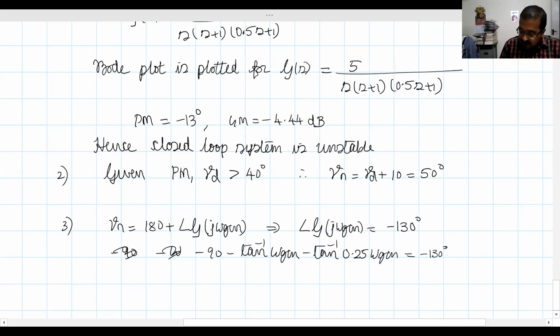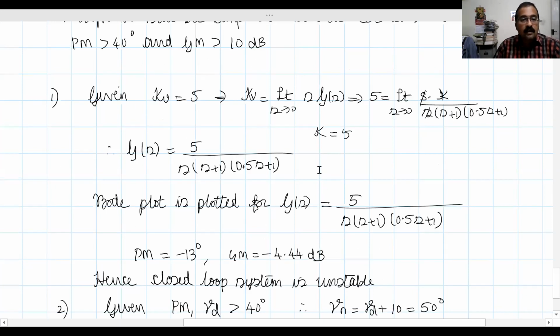You can take this minus 130 degrees to the left side and take both the tangent terms to the right side. Apply the tan of A plus B formula: tan A plus tan B by 1 minus tan A tan B. If you do that, you will get your new gain crossover frequency omega GCN as 0.4916 radians per second. Fine. Now, what's the next step?